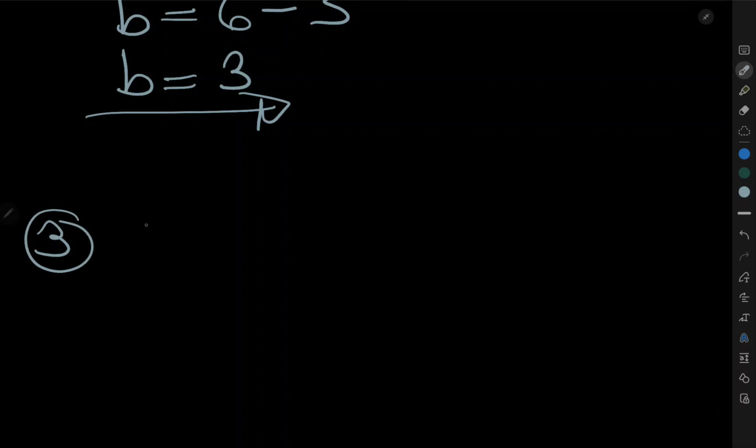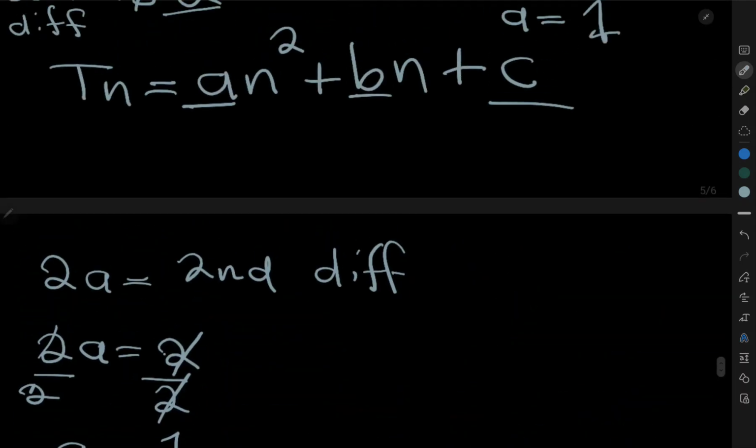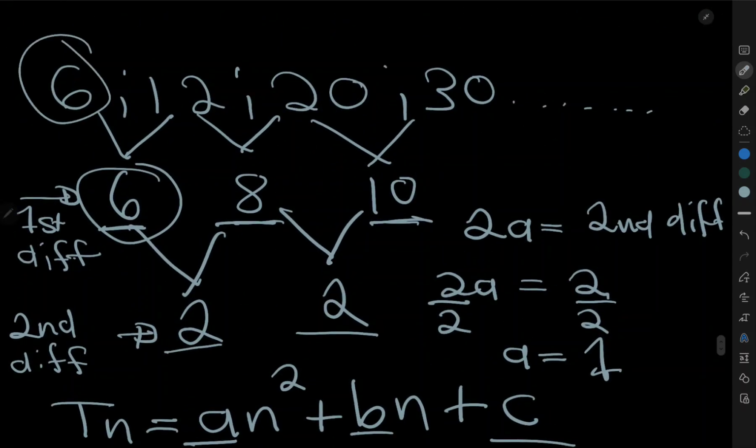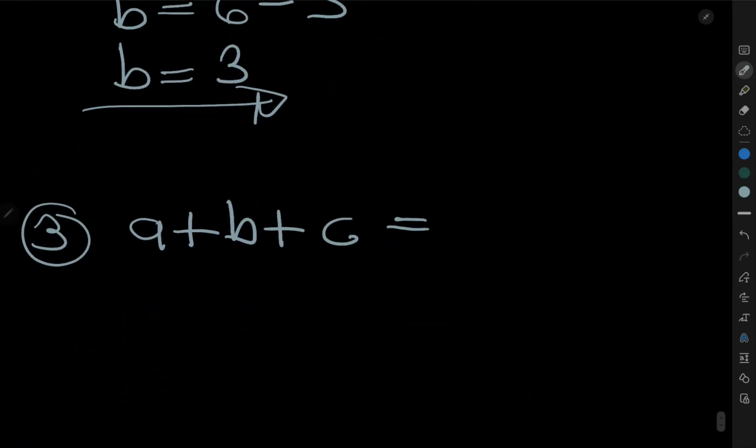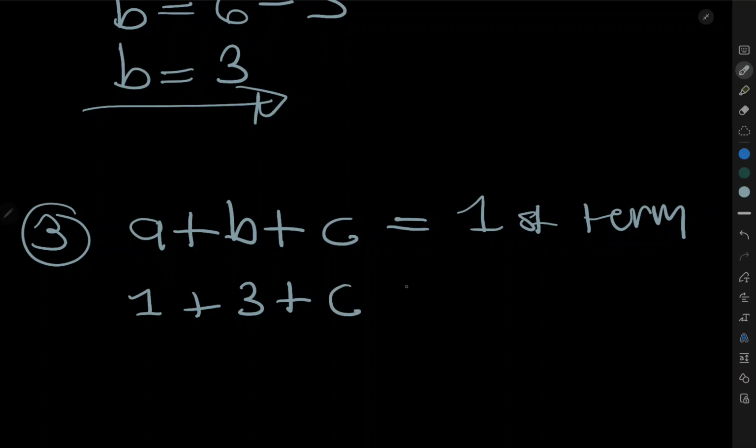So to determine the value of C, we need to say A plus B plus C is equal to the first term. In this case, the first term was 6. So we're just going to say A plus B plus C is equal to the first term, and we're just going to substitute the values that we've already got. We know that A is equal to 1, B is equal to 3, and we're looking to get C. And we know that everything is equal to 6. So if we add these two, we're going to get 4.